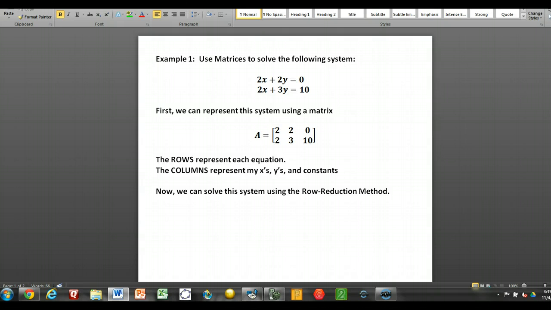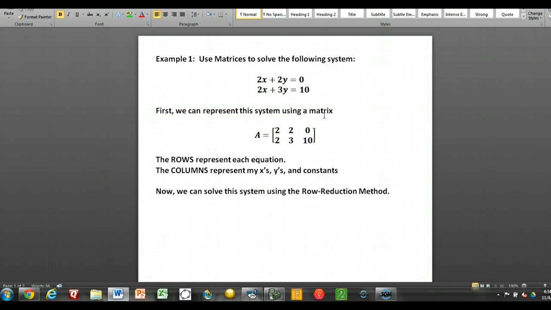Alright, so first things first, we notice we've got two equations and two variables. We're using x and y. The very first thing you have to do in your system is make sure that your variables line up. So I have my x's lining up with x's, y's lining up with y's, and I have my constants on the right hand side. This is like we discussed in class the other day. So now we can make what's called an augmented matrix. The first row represents the first equation, and the second row represents the second equation.